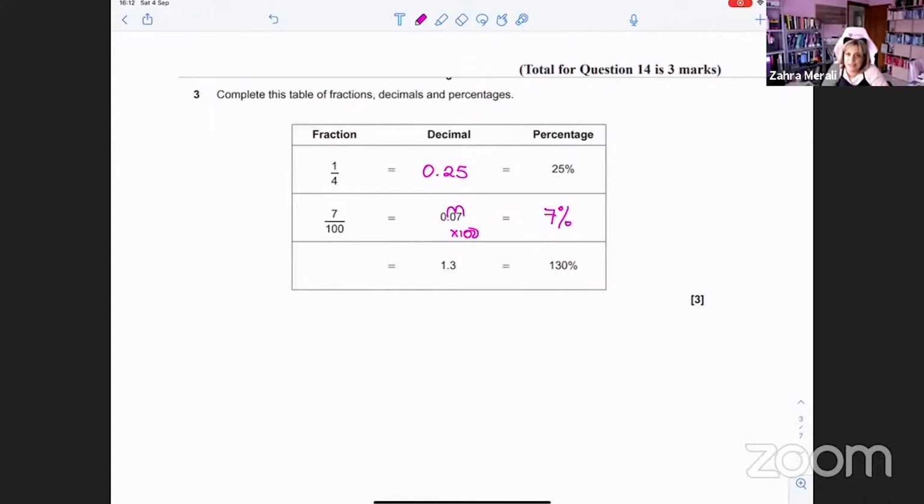Now, to go from a decimal or a percentage to a fraction, I think a decimal is easier. We can see we've got 1 whole one, and then we've got 3/10. Now remember, we could write this also as top heavy. So 10 plus 3, so it's 13/10.